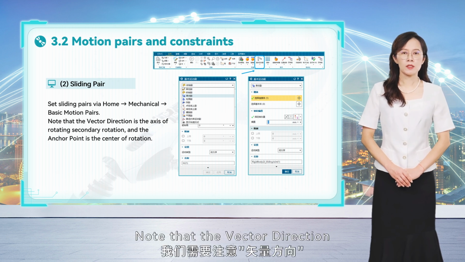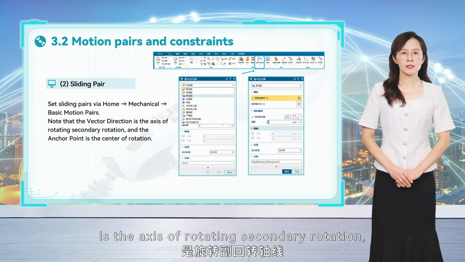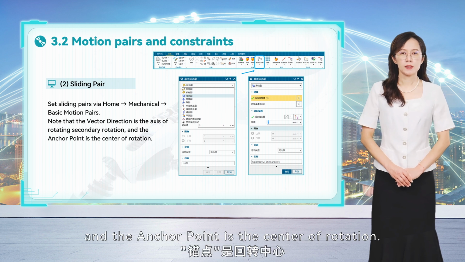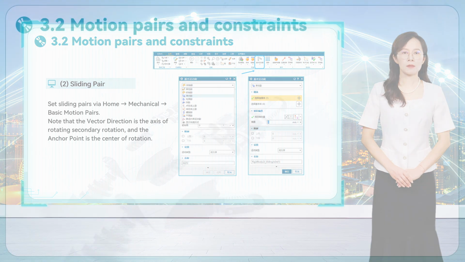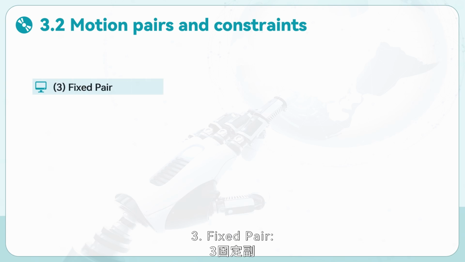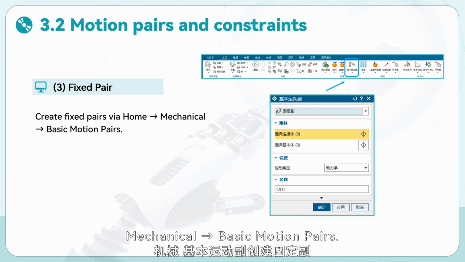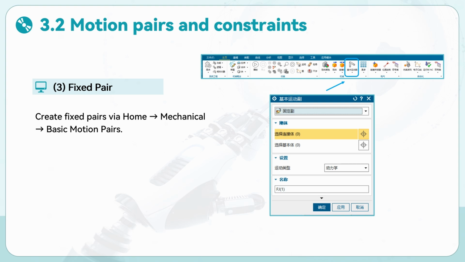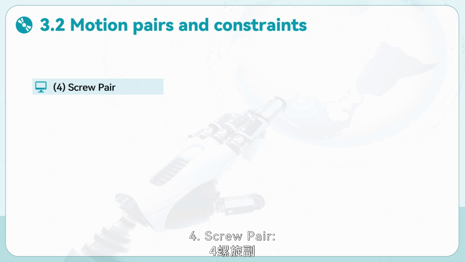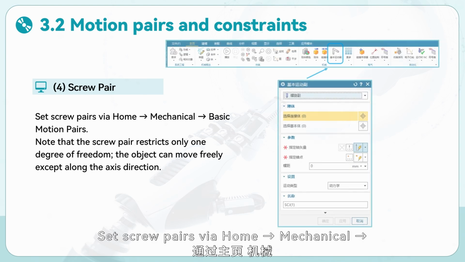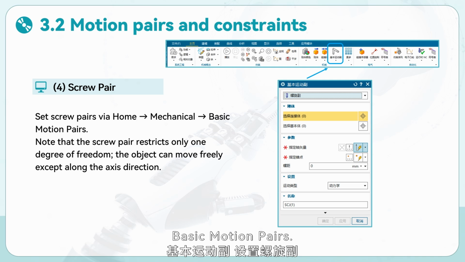Note that the vector direction is the axis of rotating secondary rotation, and the anchor point is the center of rotation. 3. Fixed pair. Create fixed pairs via Home, Mechanical, Basic motion pairs. 4. Screw pair. Set screw pairs via Home, Mechanical, Basic motion pairs.